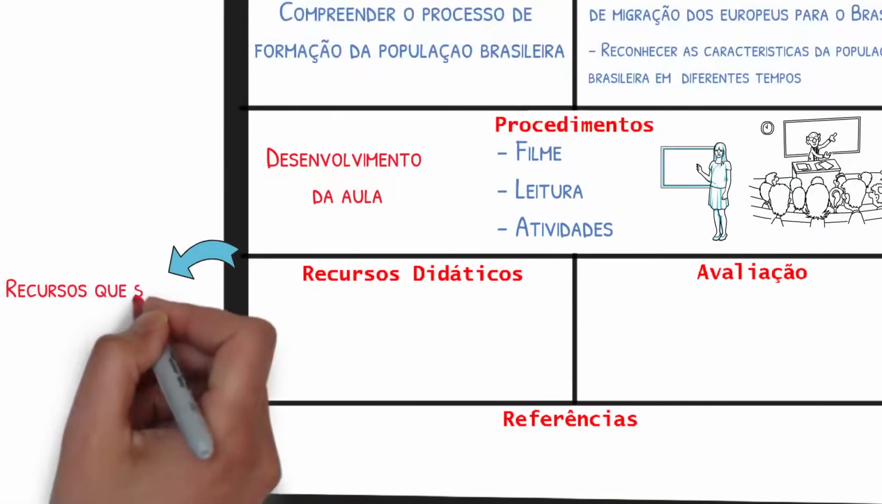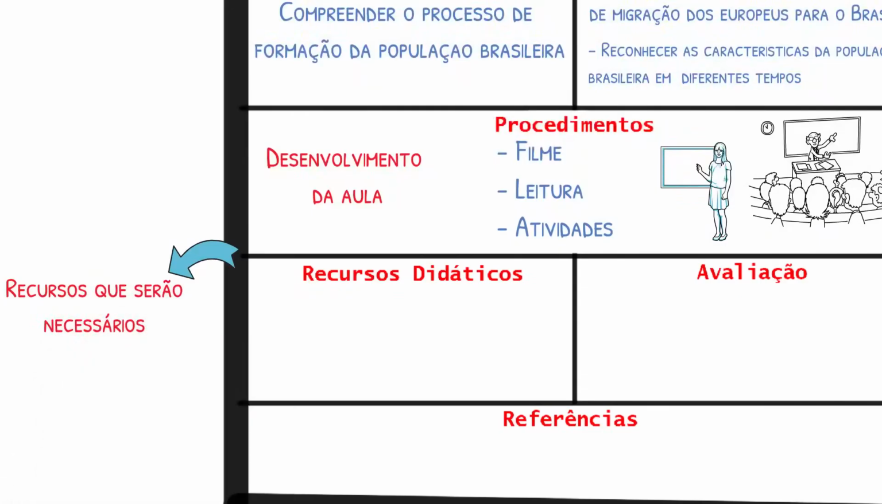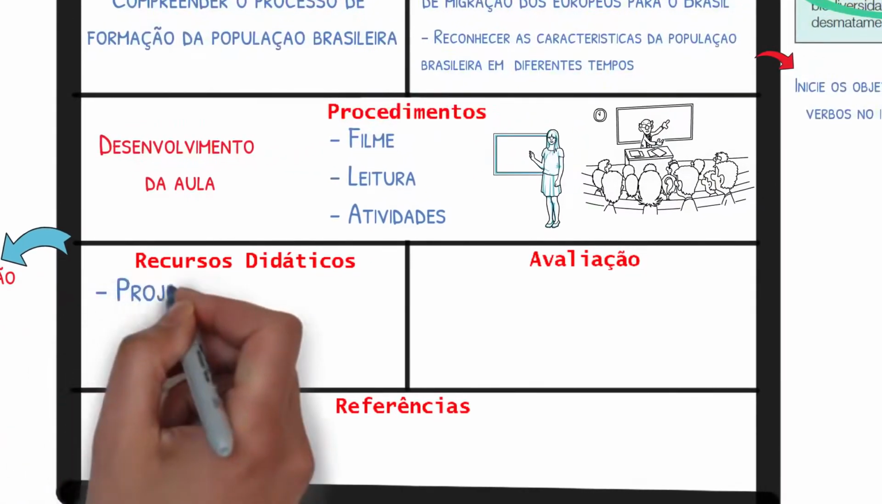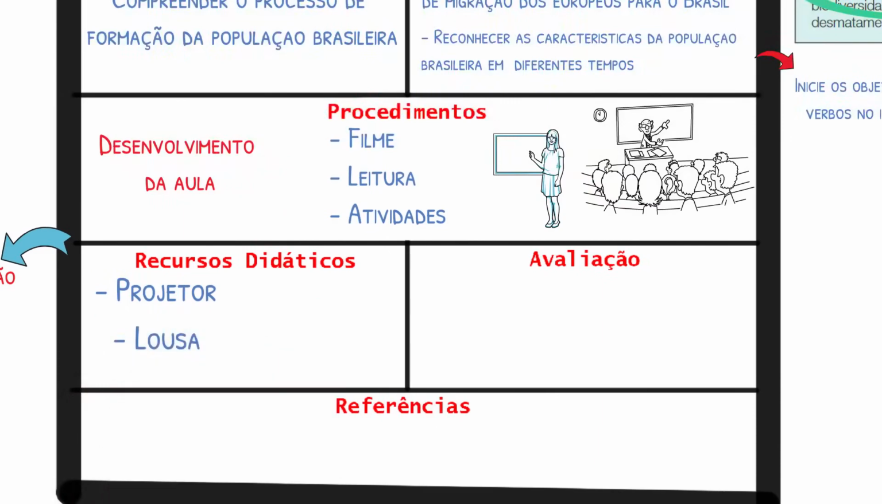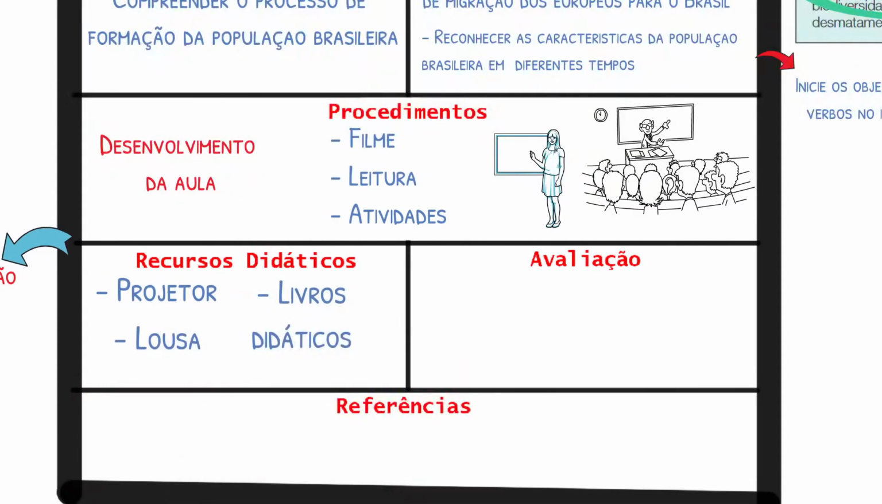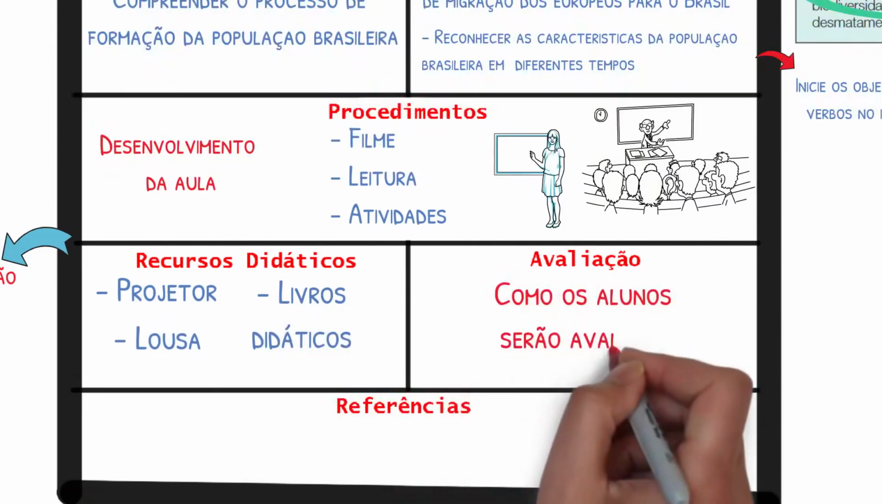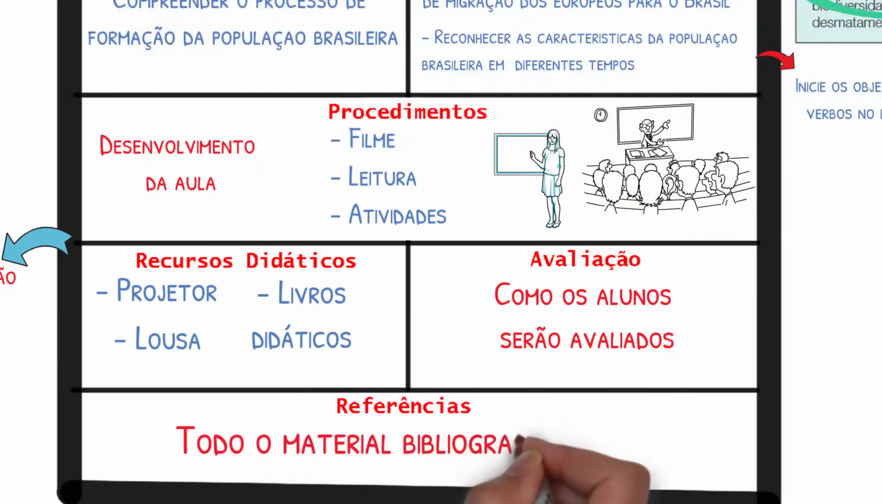Finally, we have our last 3 topics here, which are teaching resources, assessment, and bibliographic references. Teaching resources, you will need to list all the resources you will use in your lessons. For example, chalkboard, chalk, textbook, projector, and so on. Assessment, obviously, is how you will assess your class. And in the references, include all the material you use to prepare your lesson plan.